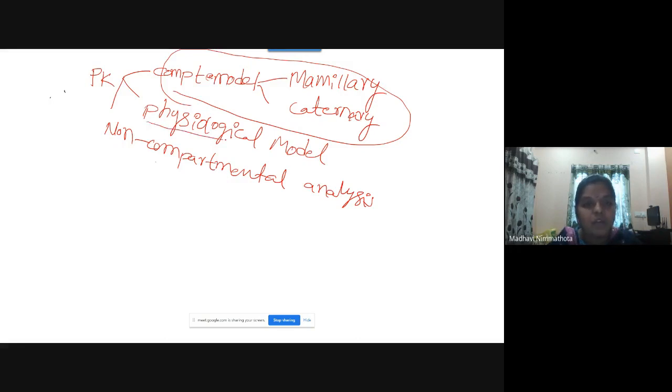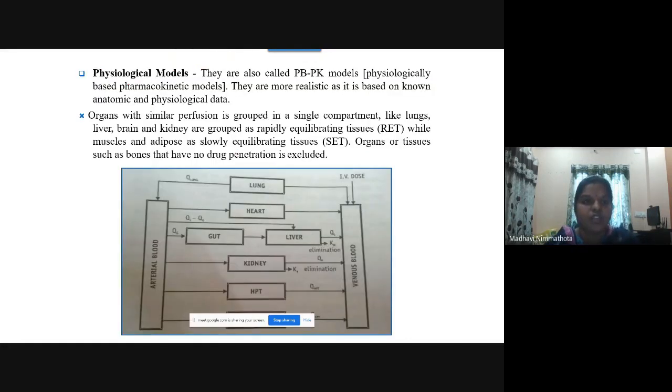Coming to the physiological model, how does it help you calculate the pharmacokinetic data? Physiological models are also called PBPK models, physiologically based pharmacokinetic models. They are more realistic as they are based on known anatomic and physiological data. The name itself indicates that the data is based on the anatomic and physiological data of individual organs.